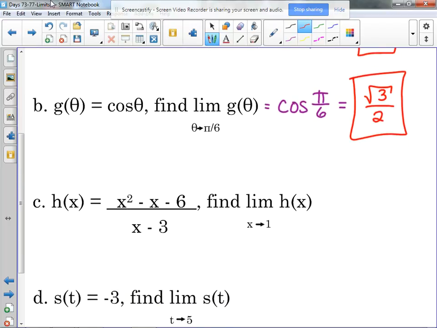Okay, let's look at a rational function. H of x is equal to x squared minus x minus 6 over x minus 3. Let's find the limit as x approaches 1 of h of x. So just plug it in. 1 squared minus 1 minus 6 over 1 minus 3. So 1 minus 1, that's -6 over 1 minus 3 is -2. So it is equal to 3.